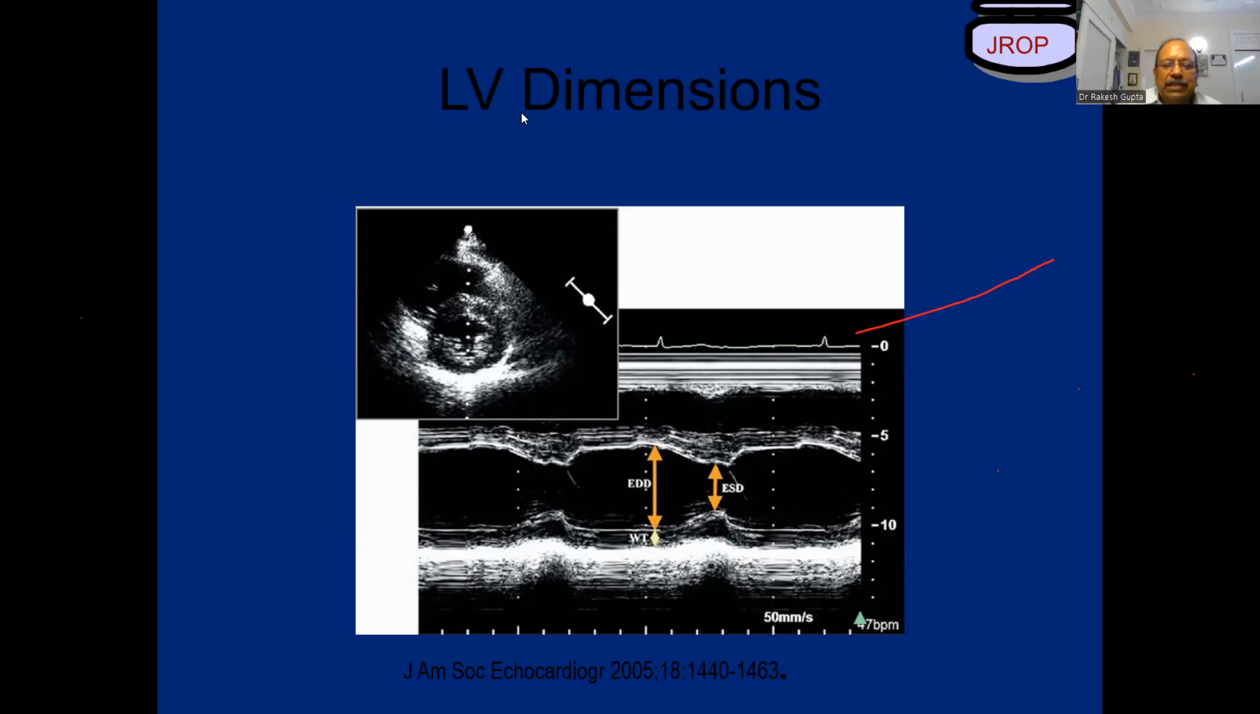Dr. Nitin Parekh, go ahead. Sir, I just want to confirm that papillary muscles will be present on the inferior wall and lateral wall, correct? Correct. Okay, sir. Thank you, sir.